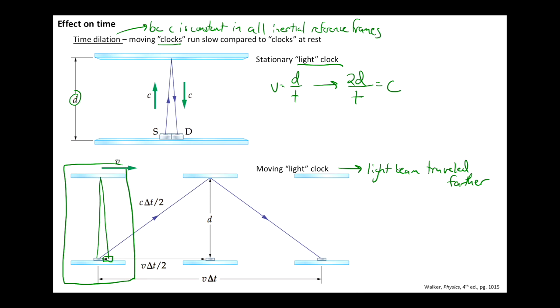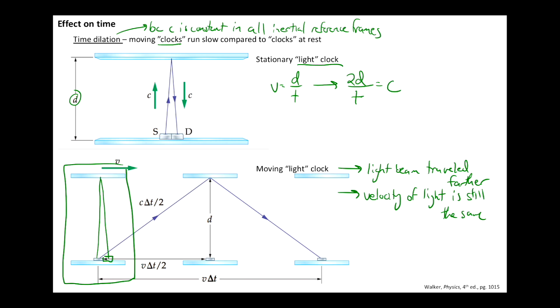It's those two hypotenuses. If you added those together, you could find the exact distance that it traveled. We're not going to worry about that so much. Just accept the fact that it traveled further in the case of the moving clock. But the problem is the velocity of light is still the same. It can't change. It's forced by nature to be the same.